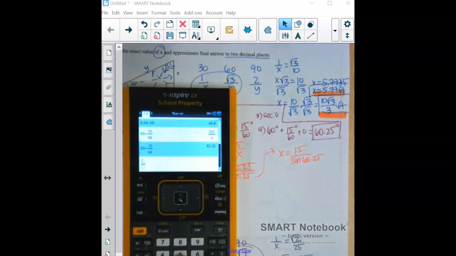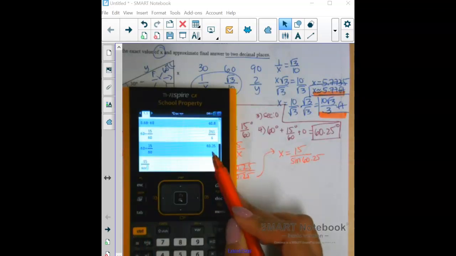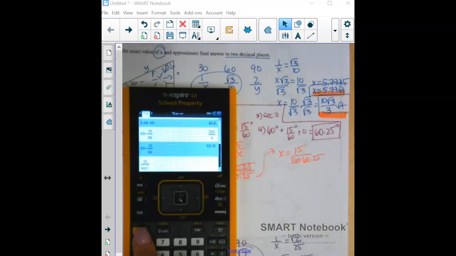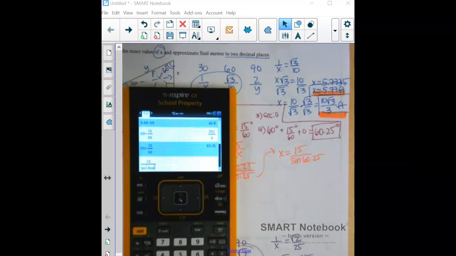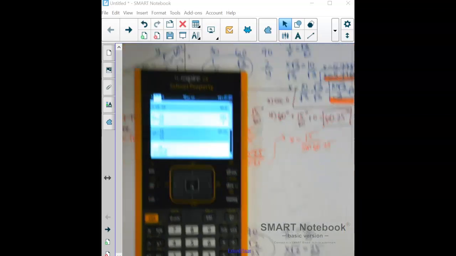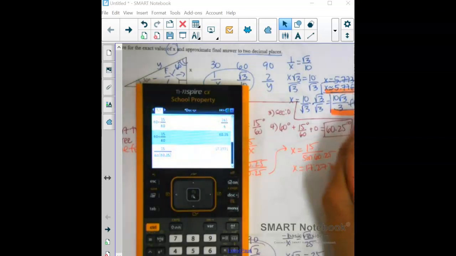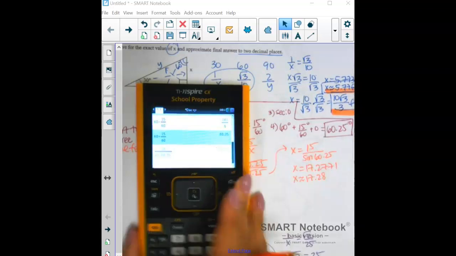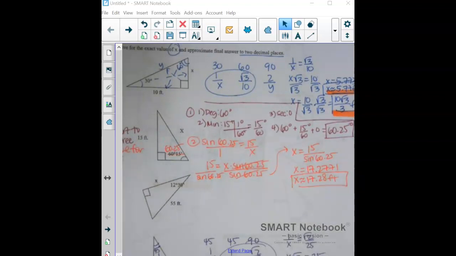Let me write my answer in. So we're going to have 15 divided by sine of 60.25. I'm lazy, I don't feel like recopying it, so I'm just going to hit control and the negative symbol. It's going to recopy the last answer. So if you hit control, the gold button, and the negative symbol down here, it's going to recopy whatever your last answer is. So x should be equal to 17.2771. And my units here are in feet. That should be your answer.